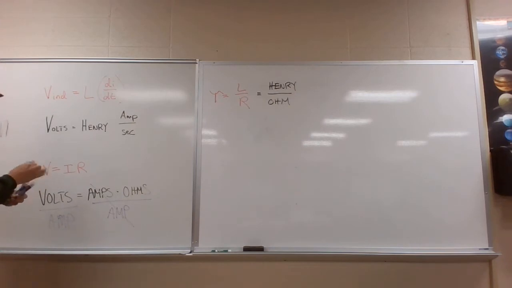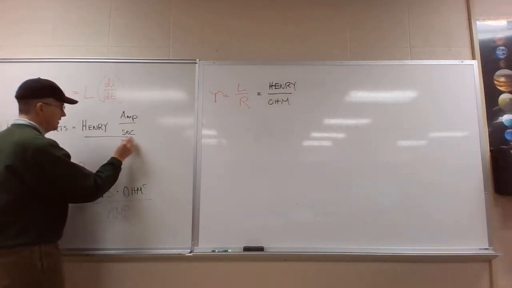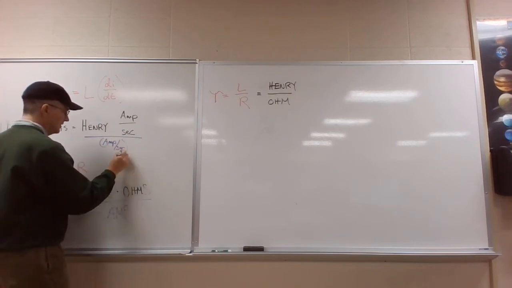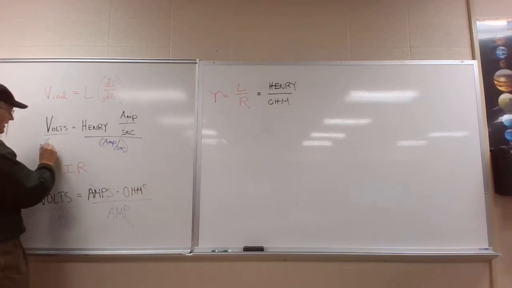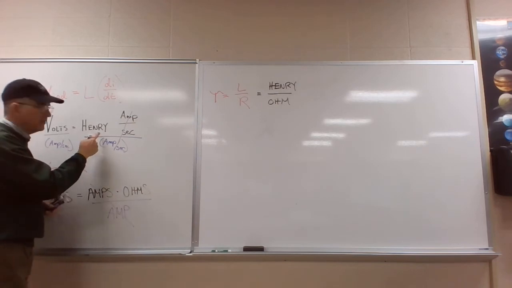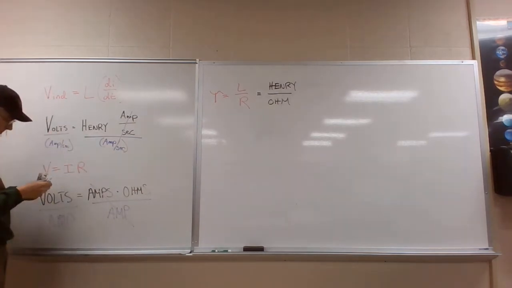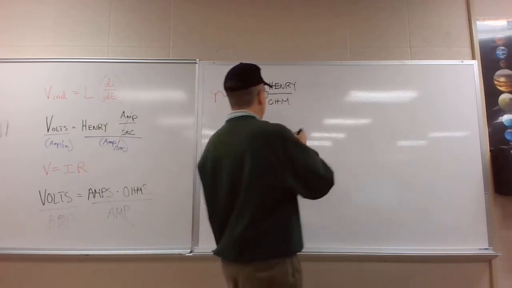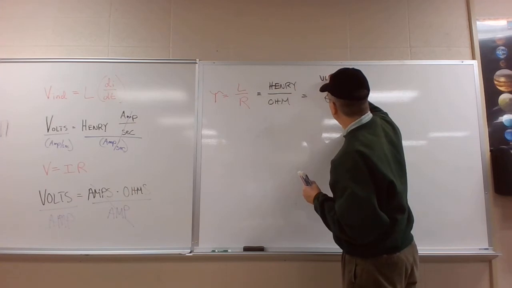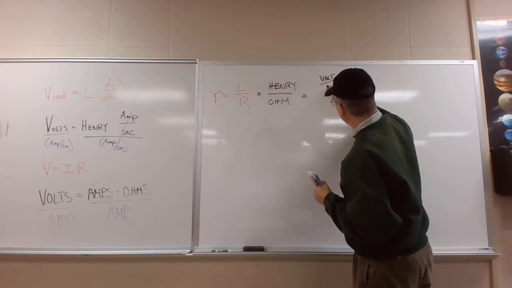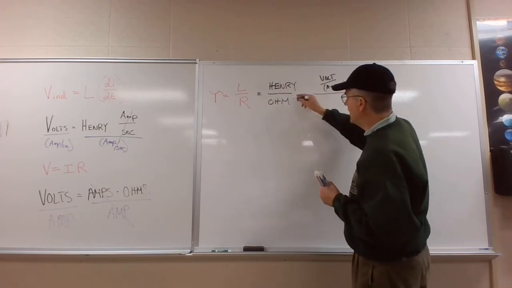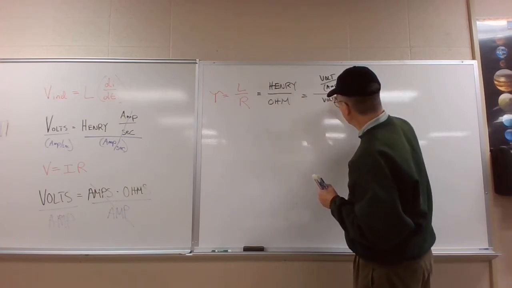If I come over here and then divide both sides here by an amp per second, that cancels out. This side is an amp per second. Then I get a henry is a volt over an amp per second. So I'll put this in here. A henry is a volt divided by an amp per second. An ohm is a volt per amp.